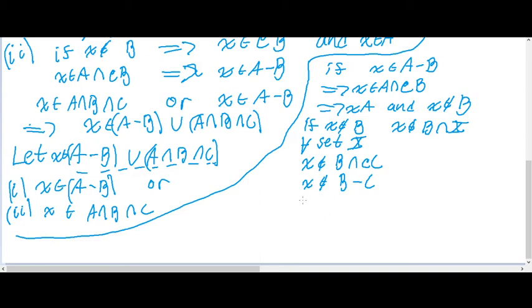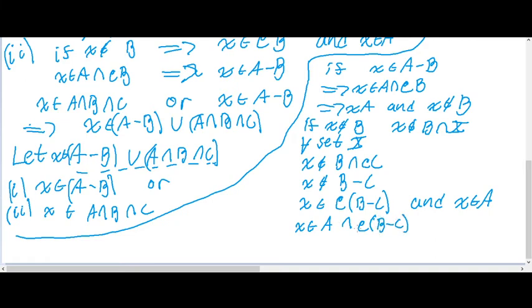and that means that if x is not in B minus C, then x is in the complement of B minus C, and since x is also in A, by the definition of set intersection, x is in A intersect the complement of B minus C, which is the same as saying, by the definition of the difference of two sets, x is in A minus B minus C, like that.